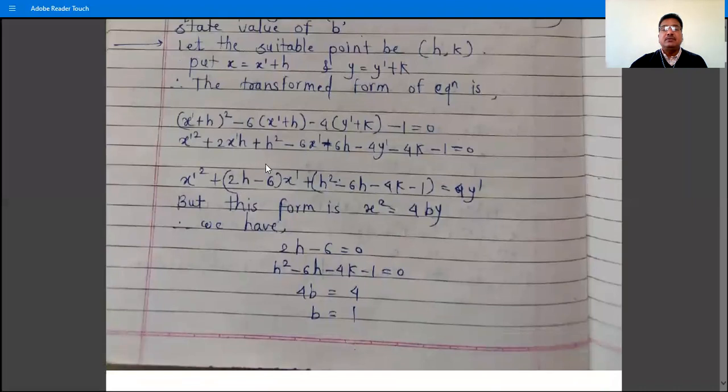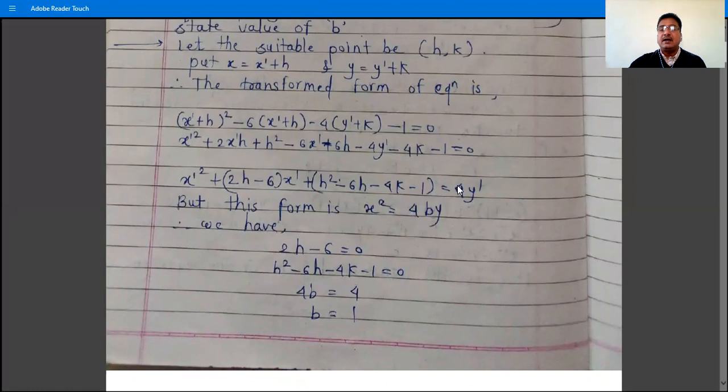So if we compare these two equations, then what do we have? x dash square. Here is x square, so there is no x term. So the coefficient of x dash is 0, because the LHS of this equation is x square. Here is x dash square, but there is no term of x dash, so the coefficient of x dash is 0. Similarly, the constant coefficient h square minus 6h minus 4k minus 1 is also 0.